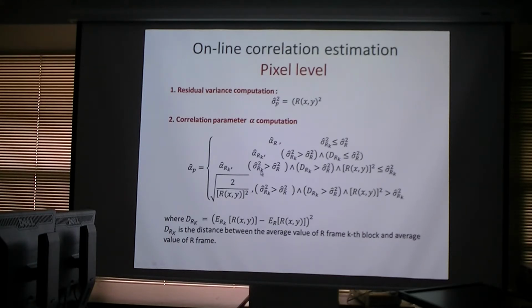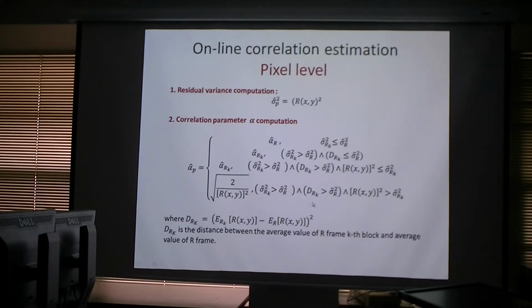And for the third case, the variance of the keys block is larger than the variance of the residual frames, and also the distance is larger than the variance of the residual frames, but the pixel is interpolated very well because it's smaller than the variance in the keys block. So at this time, the pixels will take the confidence level that is equal to that one in the block level.